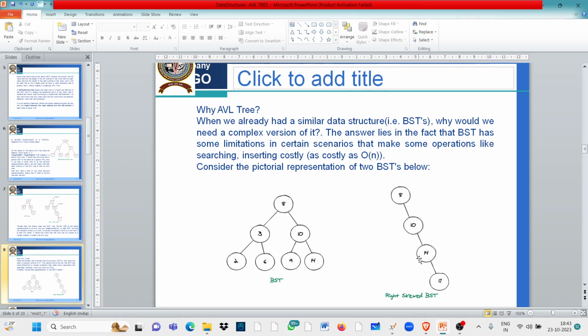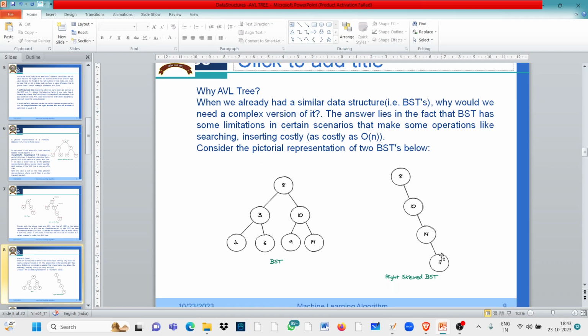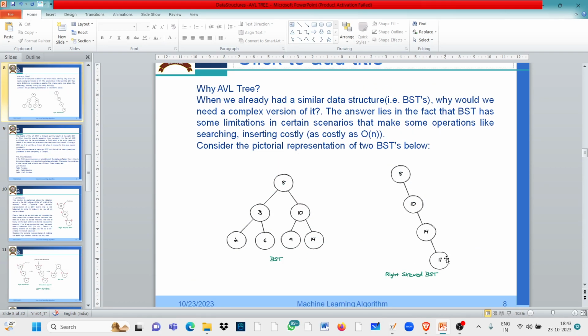Okay, but let us go for another example. Right skewed. Right skewed means what? This 8, all the things are there. Okay, in this 8, 10, 14 and 17. So if you see the level, here it is 0 0 0. This is 0 minus 1 minus 1, 0 minus 2 minus 2, 0 minus 3 minus 3. So this is right skewed, and it is not an AVL tree.